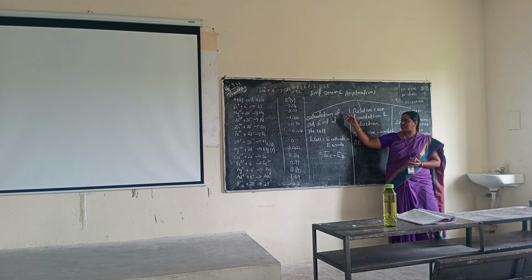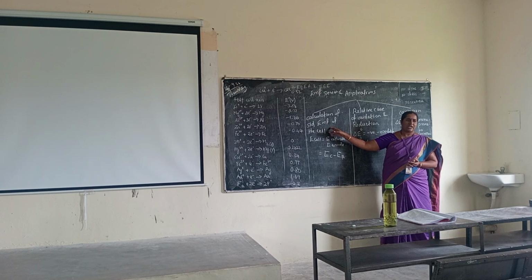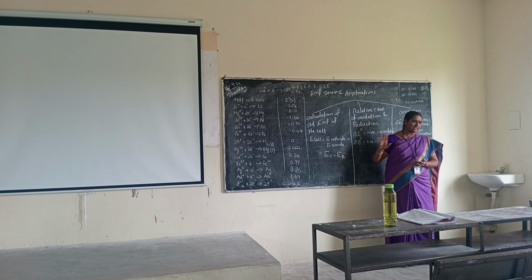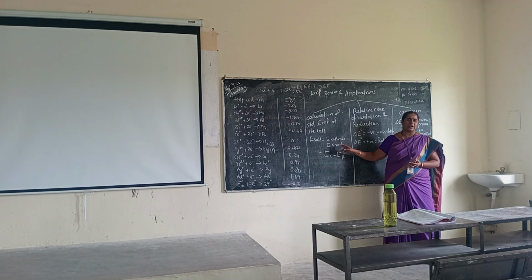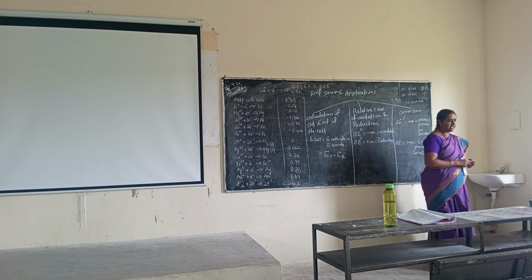First one is the calculation of standard EMF of the cell. Standard EMF, standard reaction potential, standard electrode potential, standard E value, everything is the same. See, the formula is E cell is equal to E cathode minus E anode.